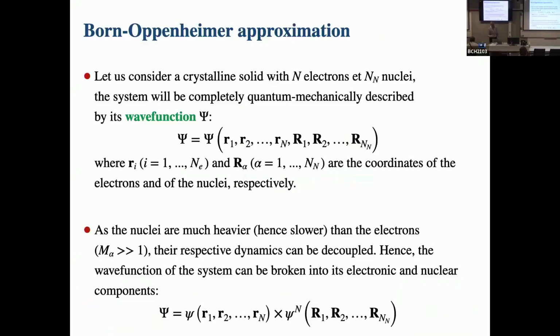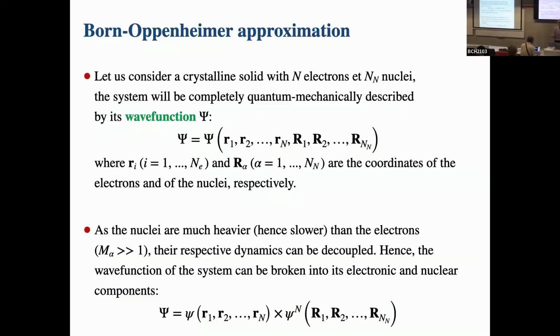Okay, so first, the problem that we have to solve, as you all know, is the system of n electrons and a number of nuclei that are interacting. And so if we manage to get the wave function of the whole system, so the wave function depending on the position of the electrons and of the nuclei, then we have solved everything. Of course, that's too difficult to handle, and so we make a number of approximations.